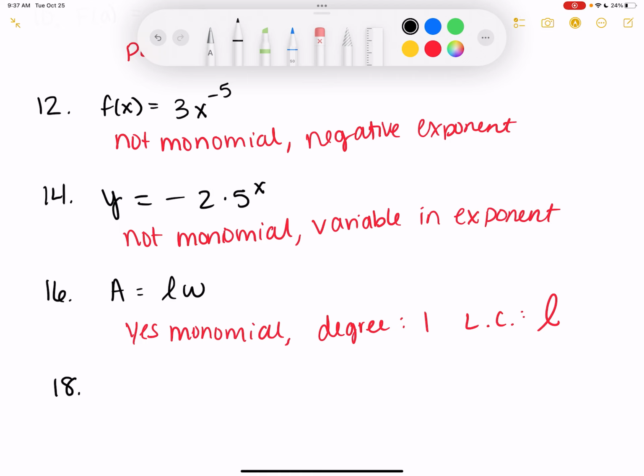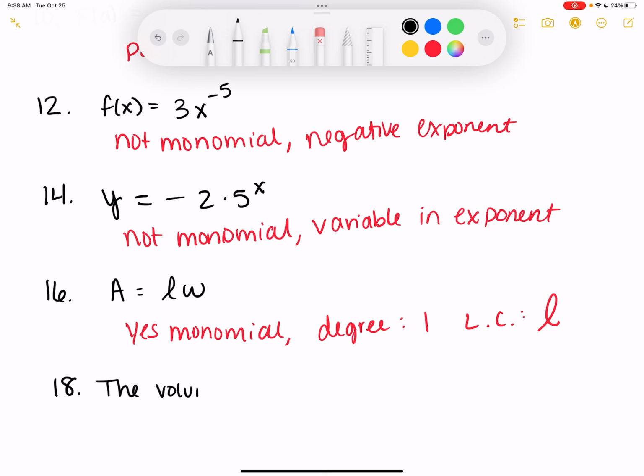Okay, the next one's: write the statement as a power function equation. Use k for the constant of variation if one is not given. Okay, so I am going to write out the problem. You do not have to write out the problem when you're doing them. However, they will be copied and pasted on the test or quiz, so I would probably recommend writing it. But if you're not feeling it, you don't have to.